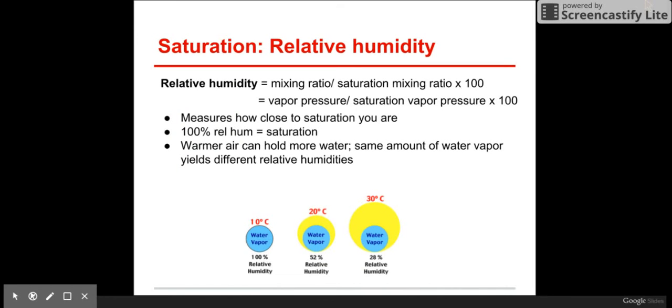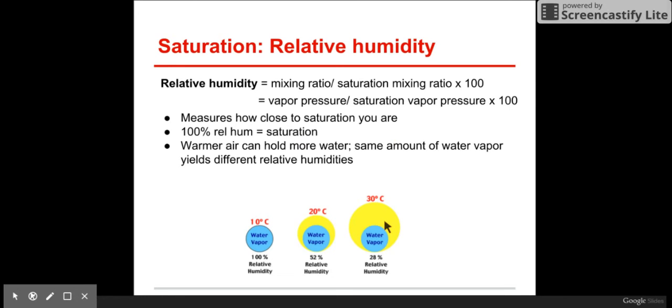Relative humidity can be calculated in two ways. It can either be calculated by taking the mixing ratio and dividing by the saturation mixing ratio, or taking the vapor pressure and dividing by the saturation vapor pressure. The actual value you get will measure how close to saturation you are. A calculation of 100% relative humidity means that you are at saturation.